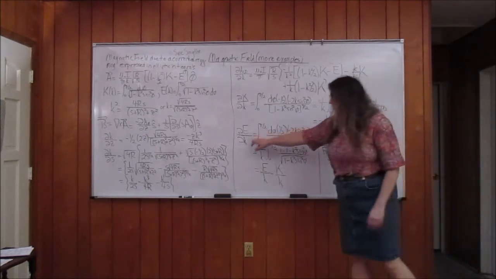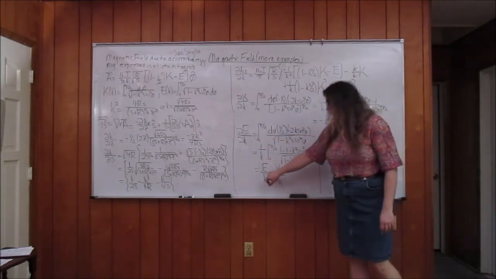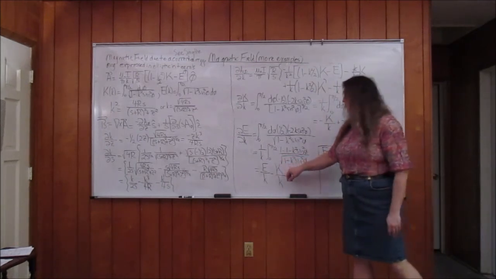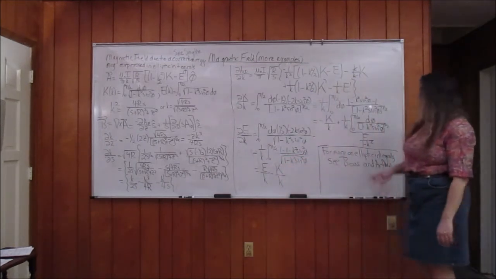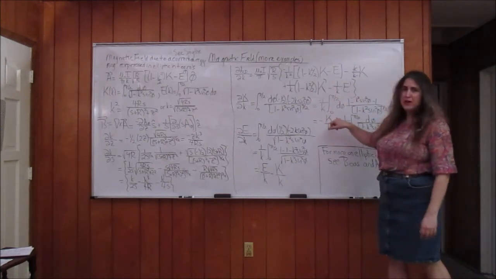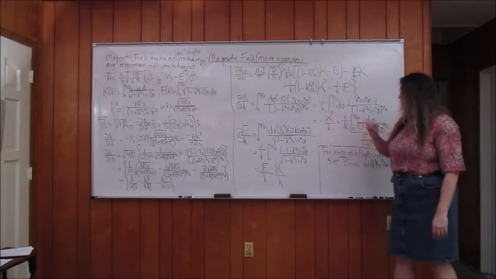Okay, in the first case, if you look at the derivative of e with respect to little k, you're just going to wind up with e over little k minus k, big first elliptic integral over little k. In this case, we have minus big k over little k, complete elliptic integral, the first kind over little k.